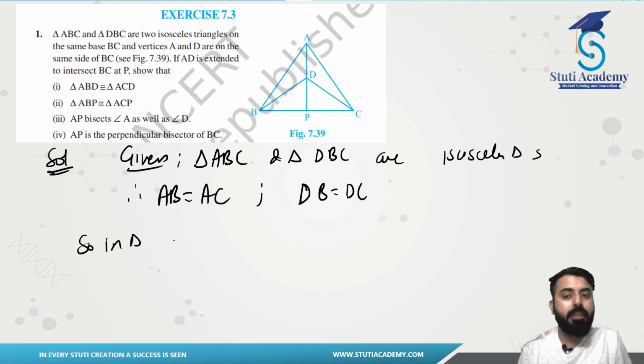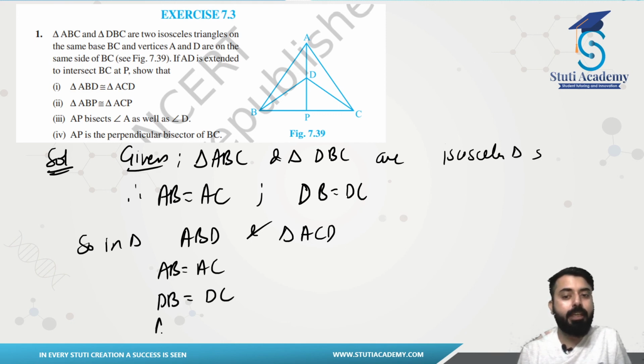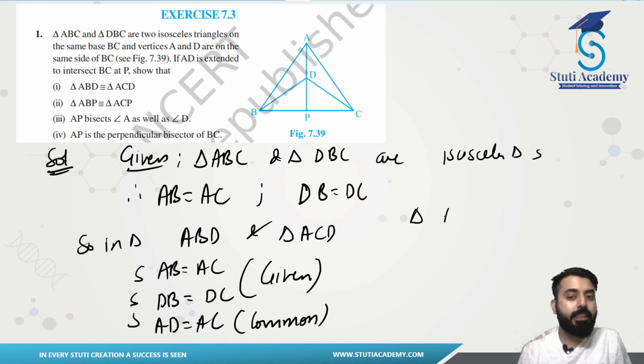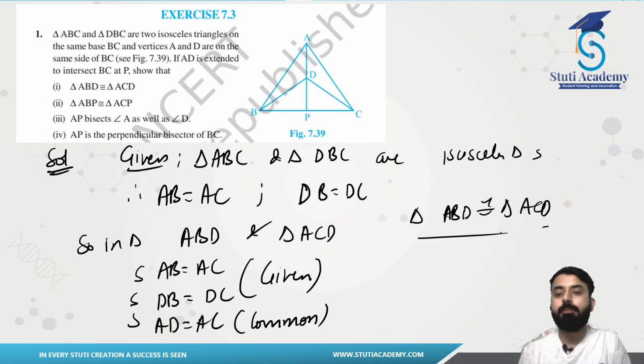So in triangle ABD and triangle ACD, now guys see, AB is equal to AC, DB is equal to DC, and I can see AD is equal to AD. These are given and this is common. So you guys see, using the side criteria, triangle ABD is congruent to triangle ACD, right? They are congruent. And now I can say angle BAD is equal to angle CAD by CPCT.